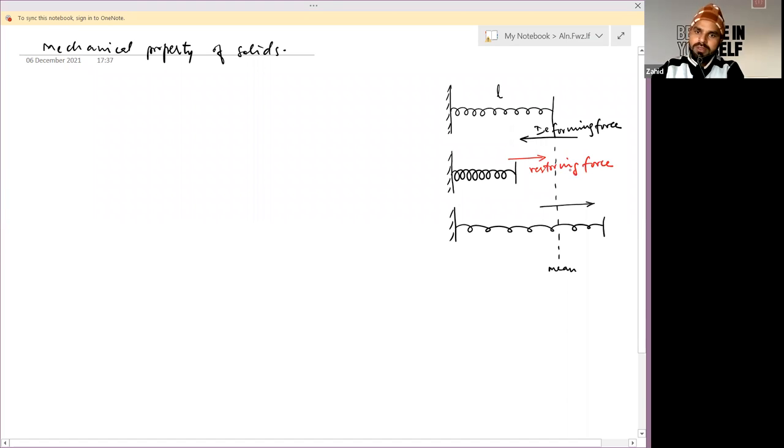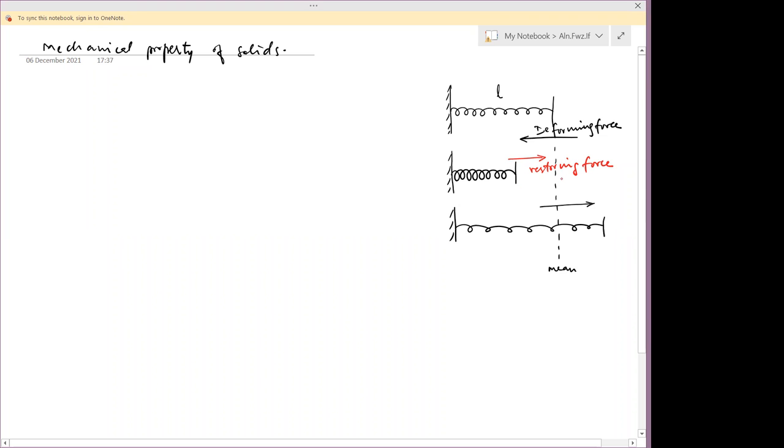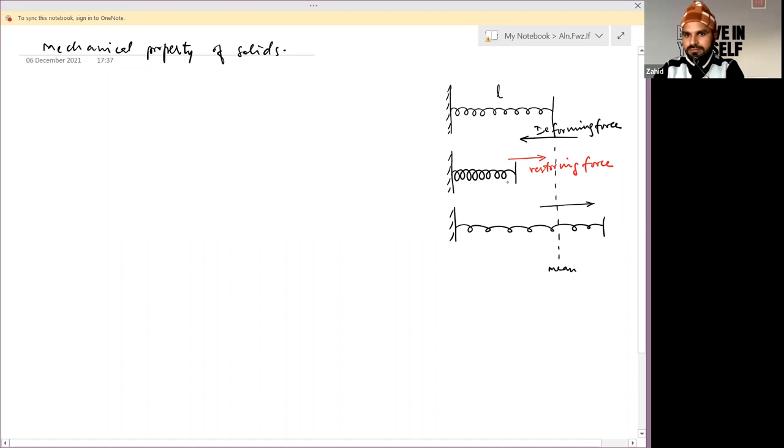Restoring force will tend to bring this spring back to its original length, to its original position. This tendency of a spring, by which a restoring force gets developed into it, which tends to bring it back to its original position, is called elasticity. Is it clear? Yes, sir. So elasticity is simply the tendency of a spring to induce a restoring force into it by which it may attain its original shape on removal of the deforming force.